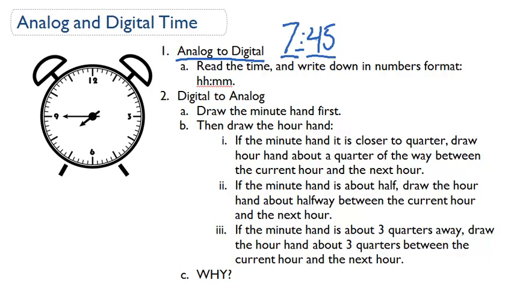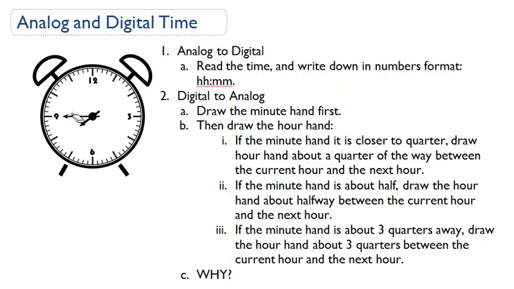The question is, can we go from this all the way back to here? How do we go from digital to analog? And that's a little bit of a harder skill. So let's talk about that first. Well, we know that there are at least two hands we need to draw. We need to draw the minute hand, and we need to draw the hour hand. So we need to think critically about which hand do we draw first. And I know I have the answers to the right, but think about it for a moment. Which hand do you want to draw first?